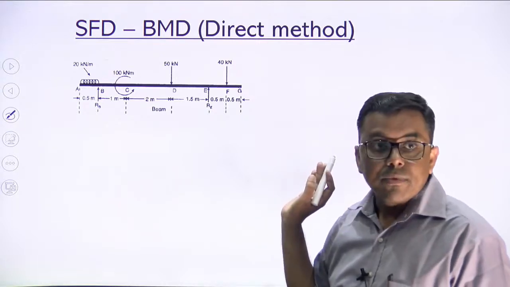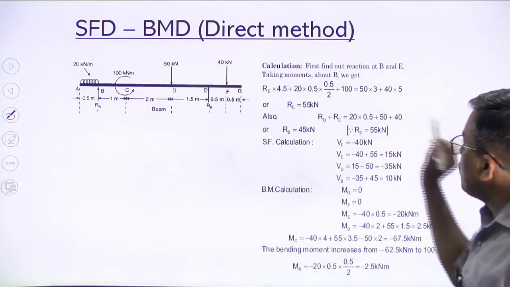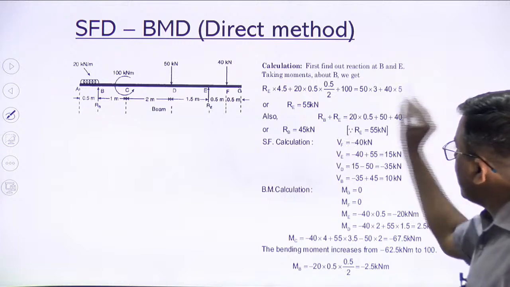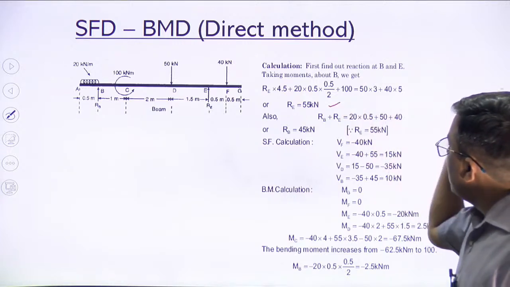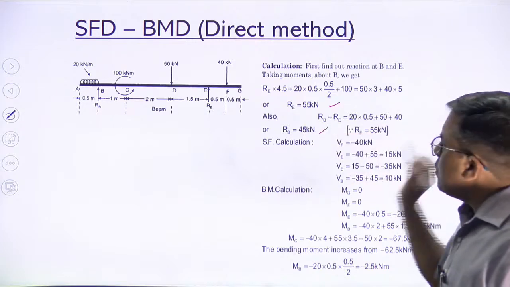the question. Okay, now I am coming to the calculation part. I am not wasting much time. So first step is to find out the support reaction. Support reactions निकाल दिए गए, RE is coming out 55 and RB is coming out 45.